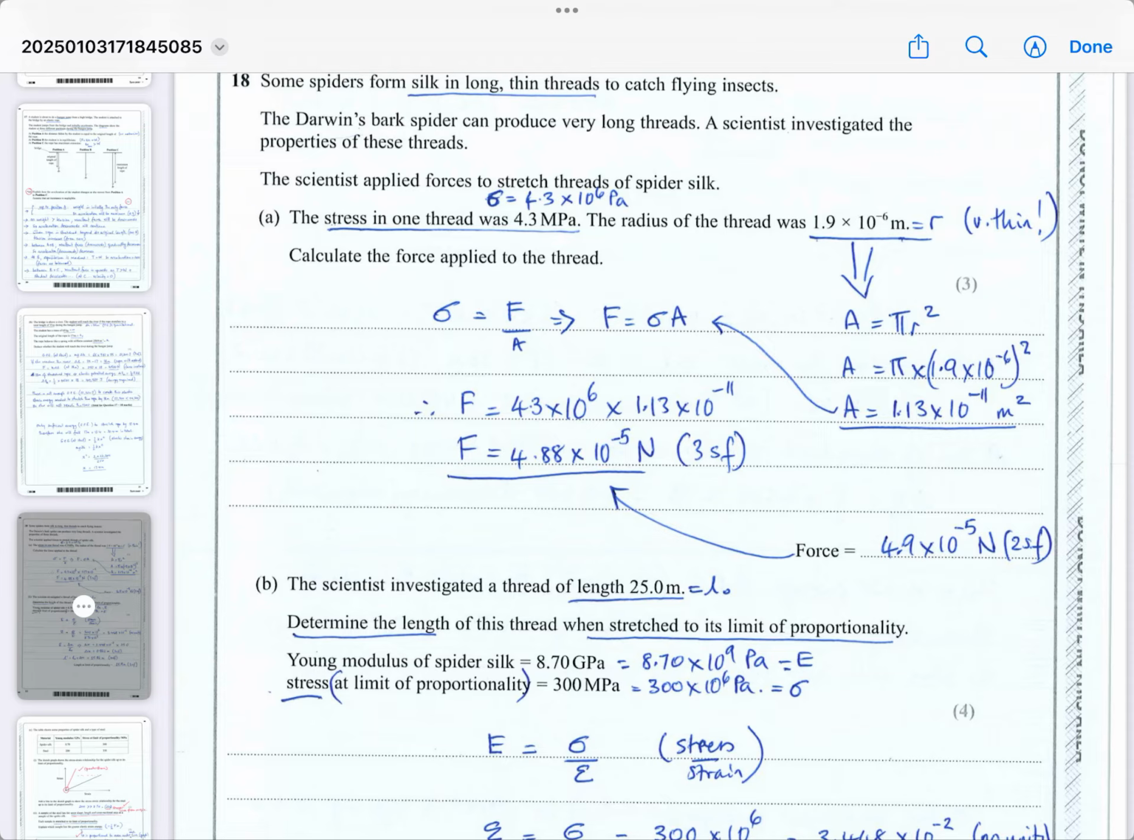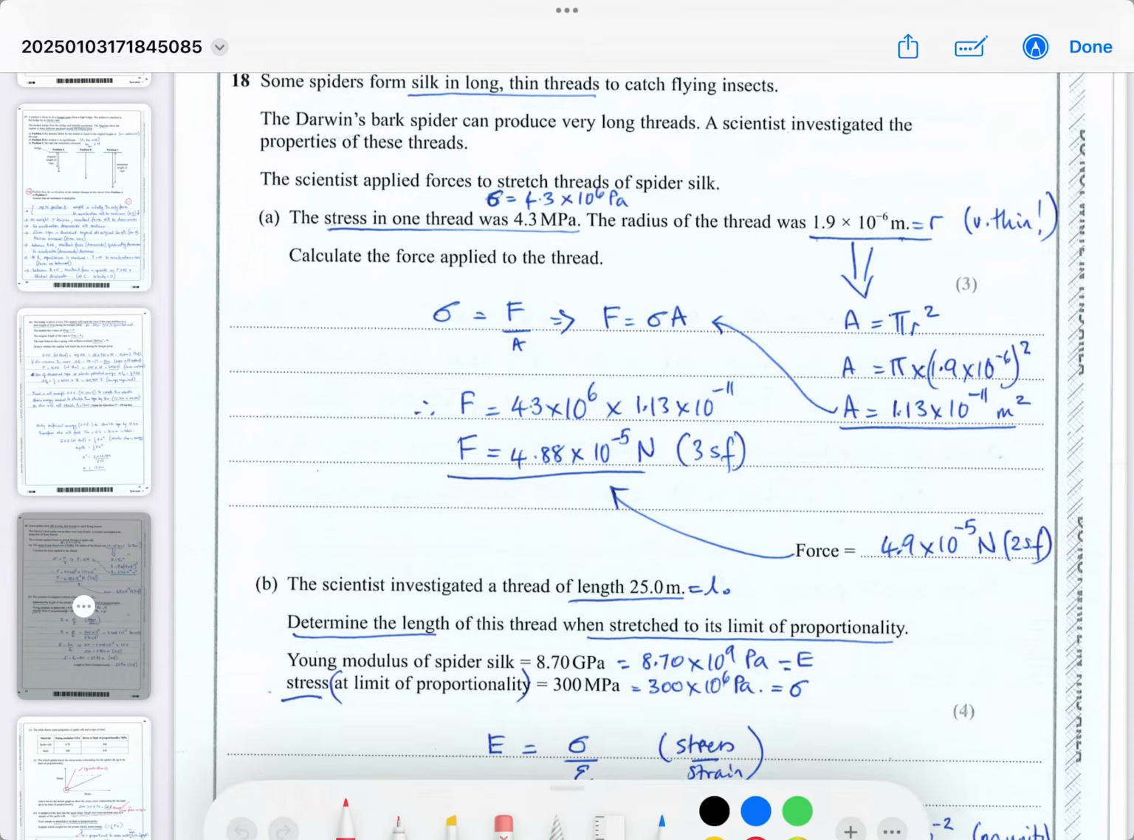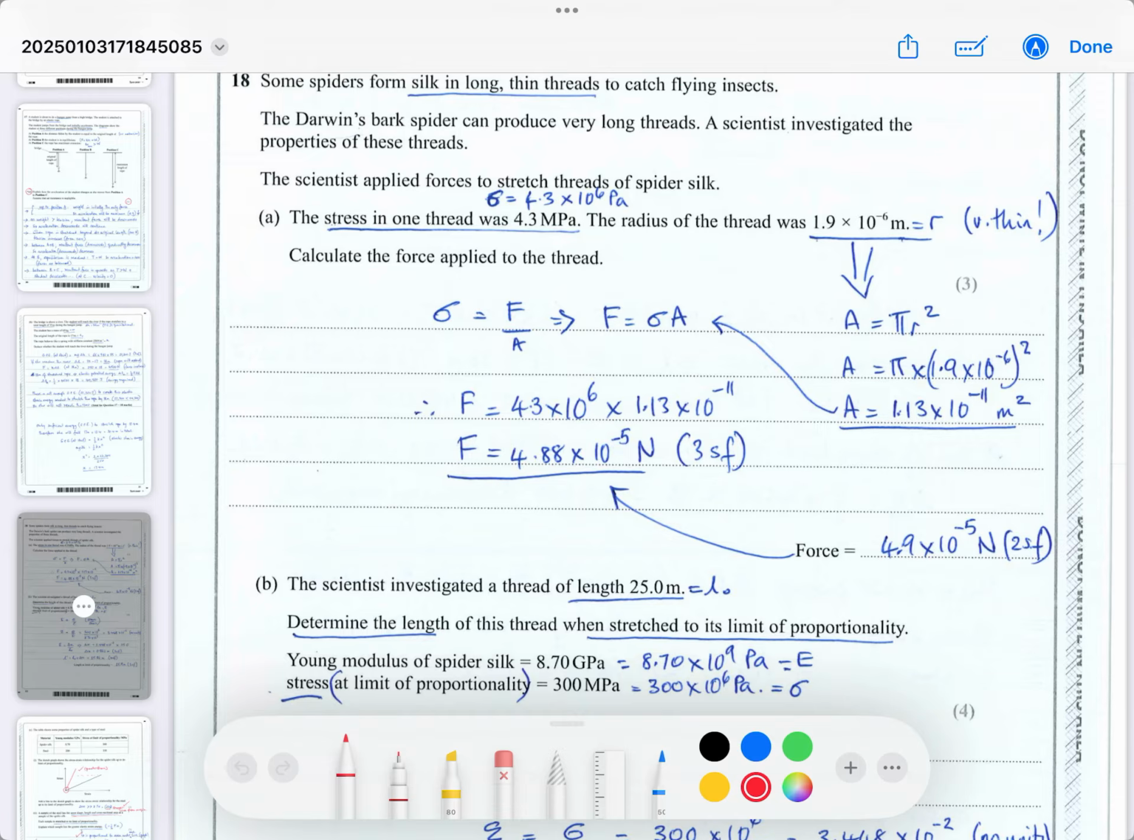It says the scientist applied forces to stretch threads of spider silk. The stress in one thread was 4.3 megapascals, which is 4.3 times 10 to the 6 pascals, because mega is 10 to the 6. That's the first thing you need to check. The radius is given, very thin indeed, a micrometer or two, yeah.